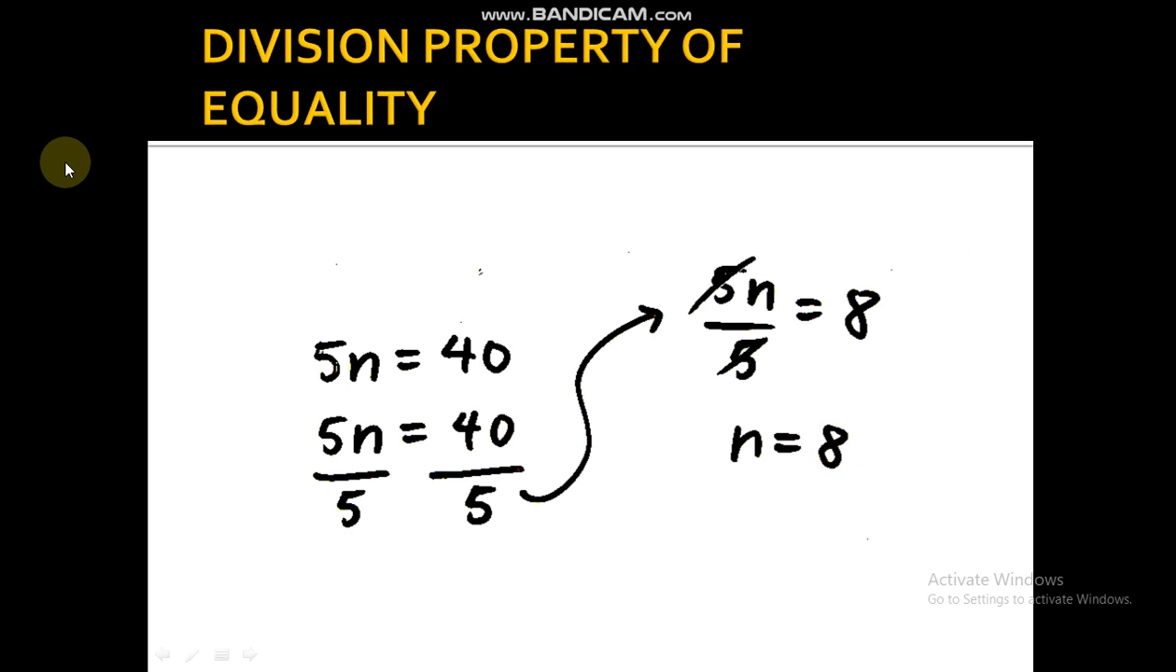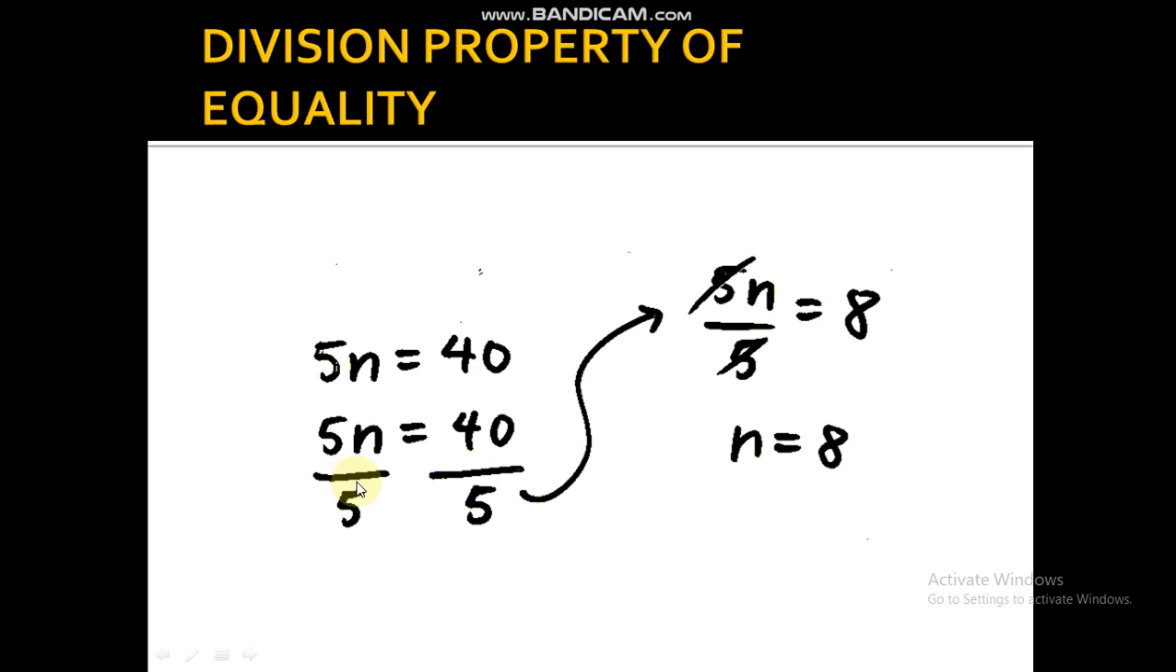Division property of equality, the last property. This is applicable when you are dealing with an equation using the operation of multiplication. In our example, we have 5n equals 40. You see here that the constant 5 and the variable n are very close to each other. There's no plus or minus sign in between. That means multiplication. Since we want to solve for the value of n, we have to remove 5. And 5 can be removed by dividing both sides of the equation by 5.